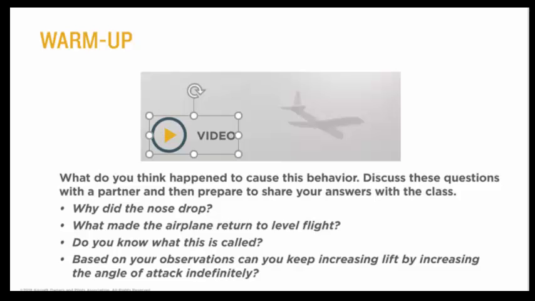So as you guys are going to learn in this lesson, a stall is a loss of lift caused by an aircraft exceeding its critical angle of attack. So stated more plainly, a stall happens when the wing gets pointed too high relative to the oncoming wind.